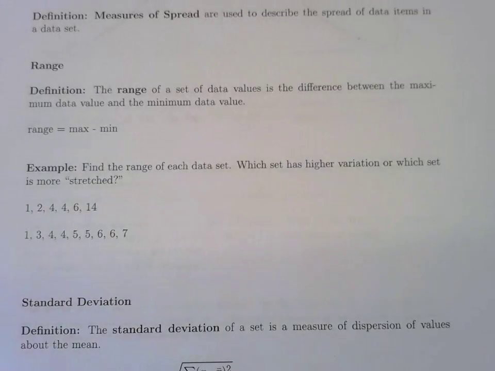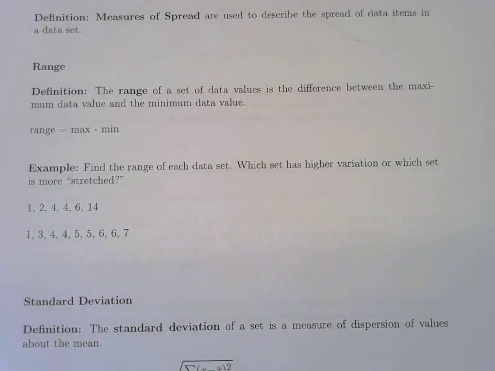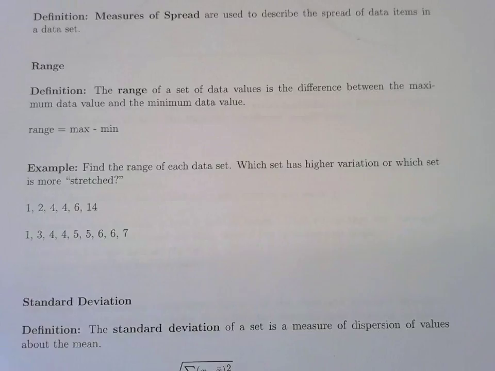Definition: the range of a data set is the difference between the maximum data value and the minimum data value. So the range is just the maximum minus the minimum. Again, you're going to need to know this, so make sure you have this memorized for the exam. Example: find the range of each data set. Which set has higher variation, or which set is more stretched? Remember that range is measuring the spread of data. The higher the range, the more spread out, or more stretched, our data is.